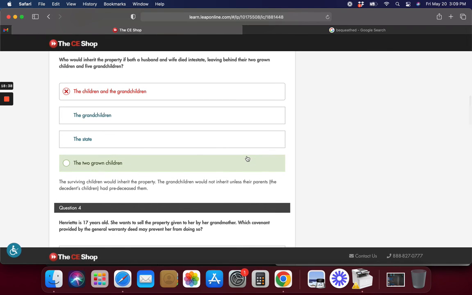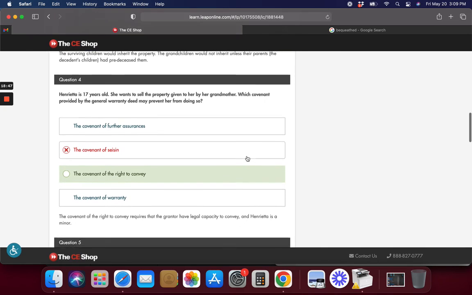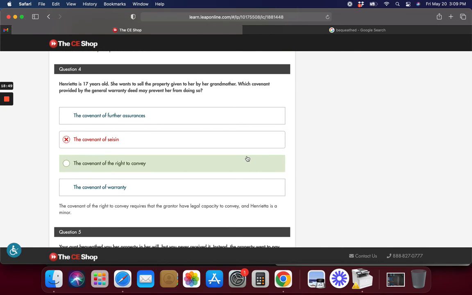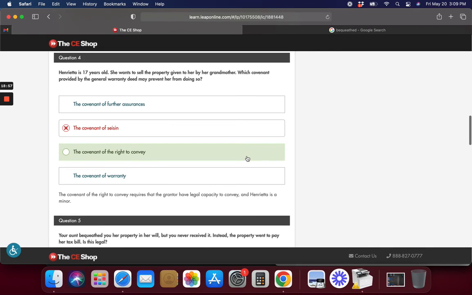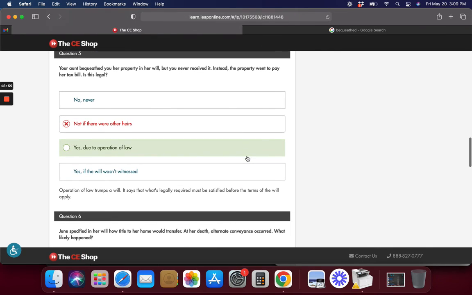You have to figure out what your state rules are. We still got this one wrong. How about that? And this was a repeat. This is the covenant of the right to convey. Okay. Right to convey. If she wants to sell the property, right to convey. Okay.